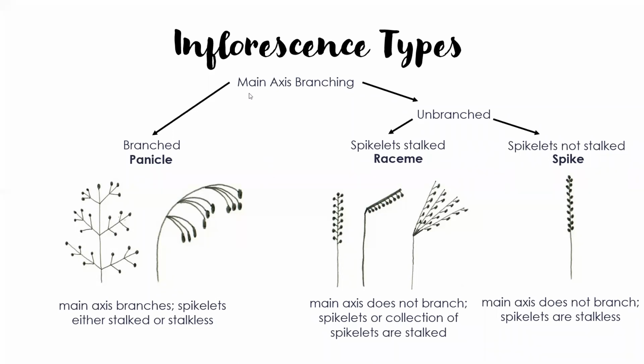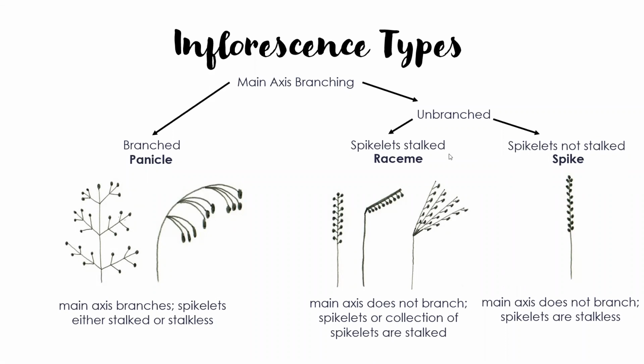Moving on to the other half, if our main axis is unbranched, then either our spikelets are stalked or they're not stalked. So let's look at this one over here first. If we have an unbranched rachis and our spikelets are directly attached to that rachis, we have something called a spike. That name's pretty easy to remember. Typically, these just look like a spike. So again, main axis does not branch, spikelets are stalkless.